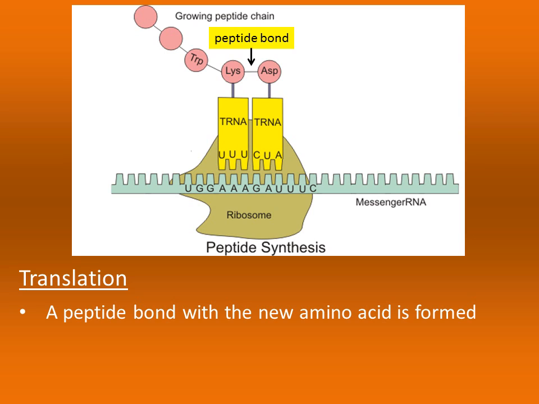Next, a peptide bond is formed between the current peptide chain and the incoming amino acid. So we have our two tRNAs bound to both of those sites at this point, and that peptide bond is formed through dehydration synthesis.